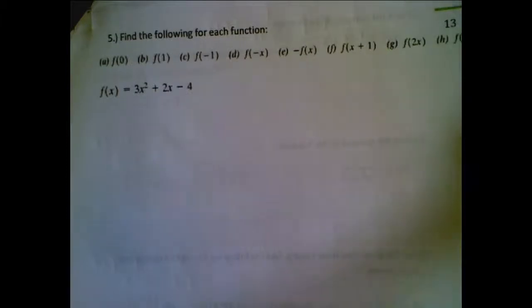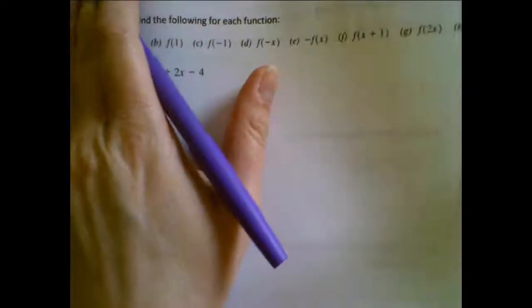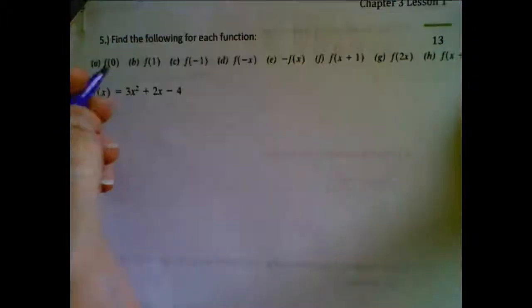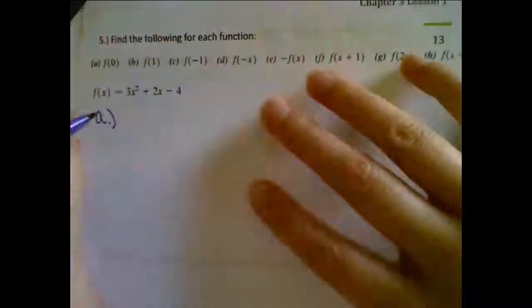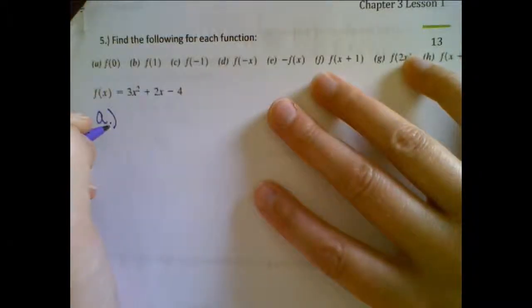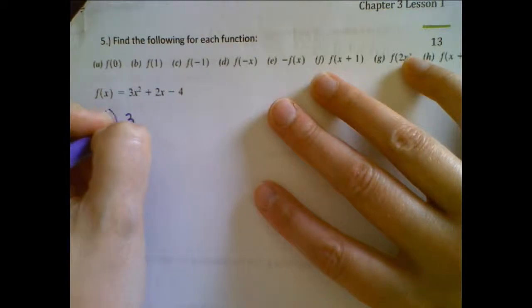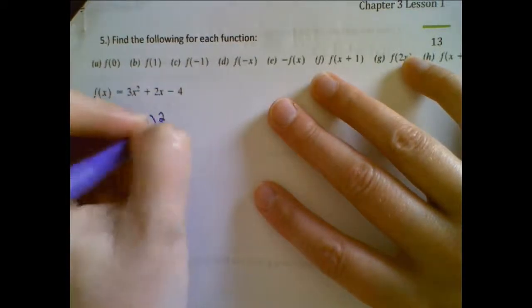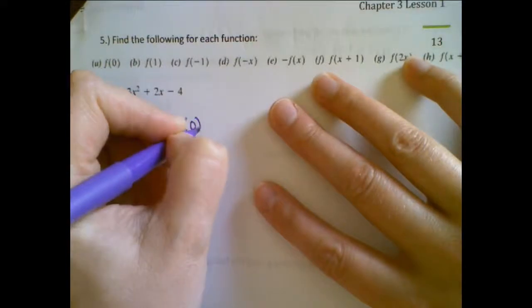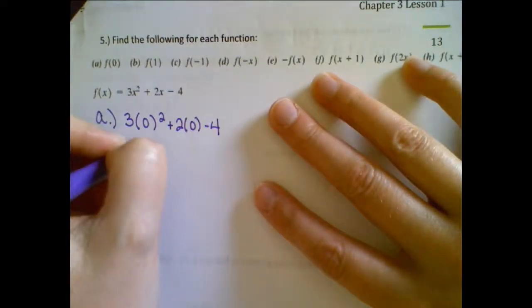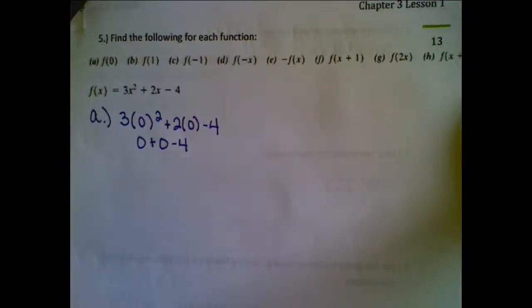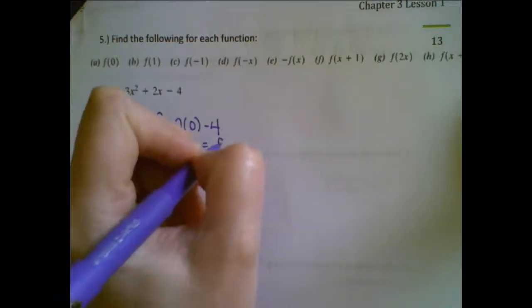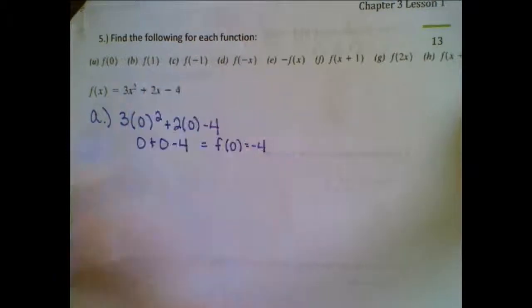All right, 5. Only going to do a couple here. So I'll do f of 0. So everywhere you see x, you're going to substitute in 0. So I have 3 times 0 squared plus 2 times 0 minus 4. 0 plus 0 minus 4. Everywhere you see x, you plug in 0. Therefore, f of 0 equals -4.